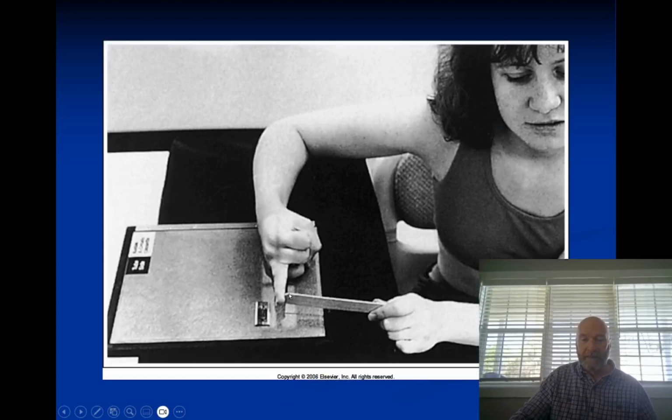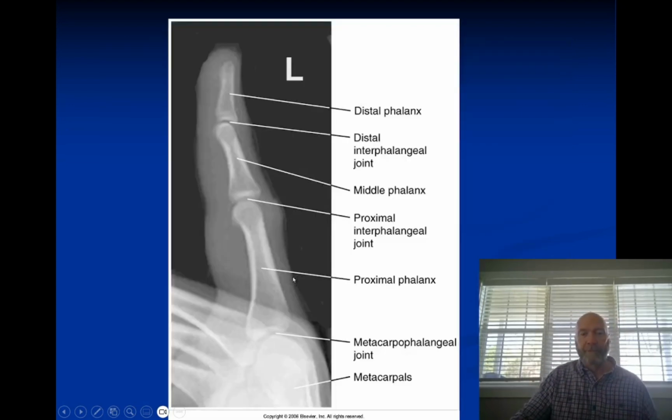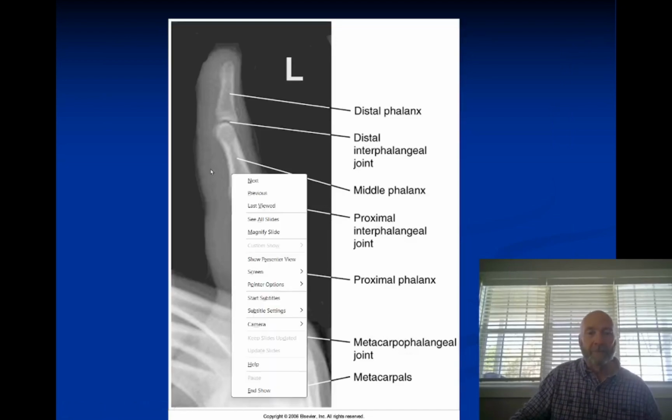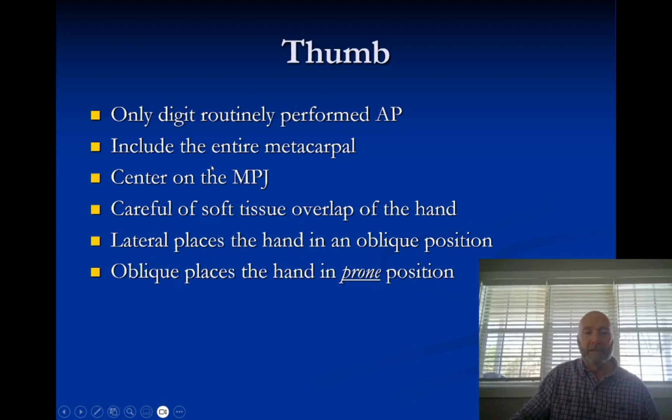So, and this kind of illustrates what I was talking about before. Having the patient extend that ring finger may be very difficult for them. This is obviously an old image because that's X-ray film there. That's back when we used films and screens. So that's going to be very, very painful for the patient. But a lateral should look something like that, and we've looked at that from previous slides, so I'm not going to go through it. So the thumb, the things to consider for the thumb, number one, it's the only digit that we routinely shoot AP.